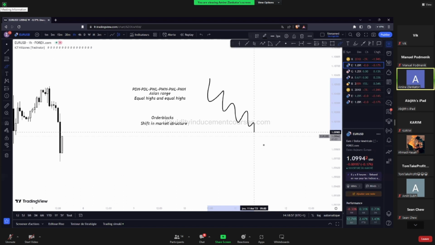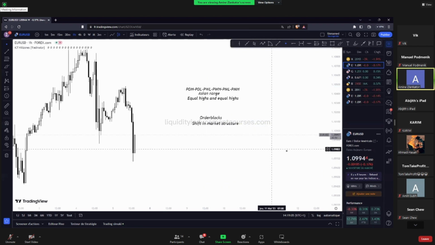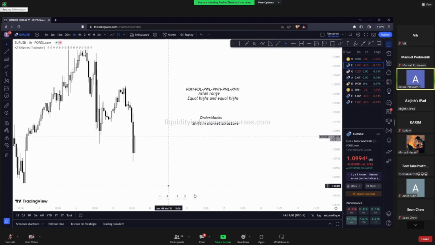In a down market, you need to have the last up candle before the down move. That's an order block. And you just simply got to do the same thing: you identify whether it's fresh or not fresh. Same with the levels.